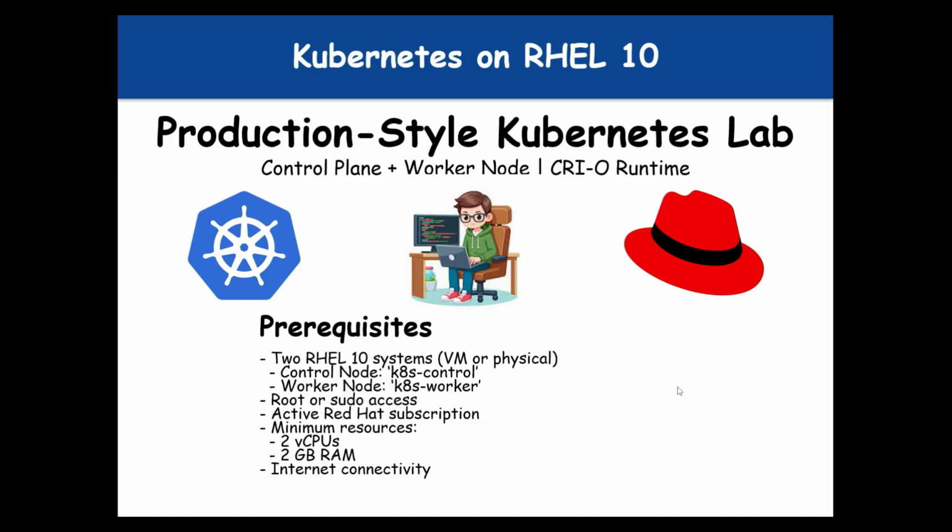Before starting, make sure you have two RHEL systems, VM or physical server. One would be the control node, another would be the worker node. We need sudo or root access on these VMs, an active Red Hat subscription, minimum resources of 2 vCPUs and 2 GB RAM, and internet connectivity on both the nodes. Kubernetes uses multiple background services, so enough CPU and memory are important.